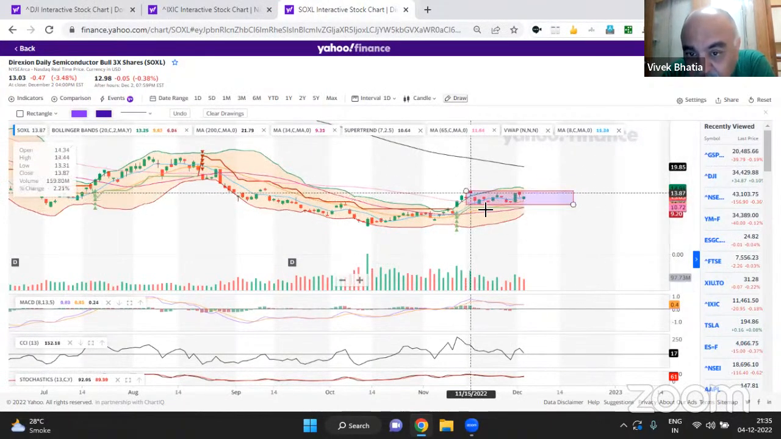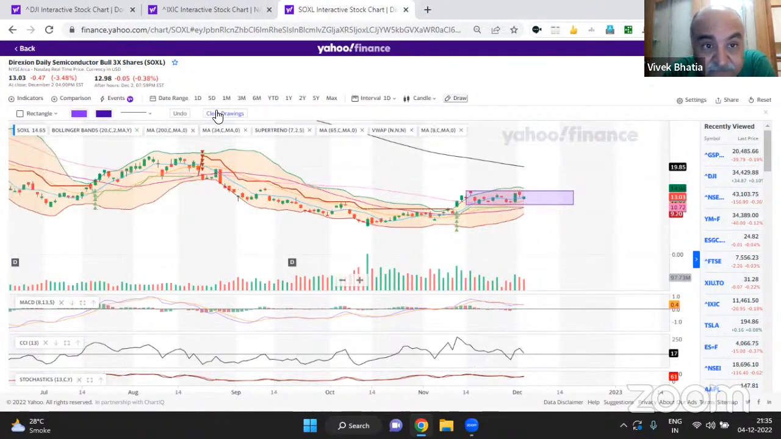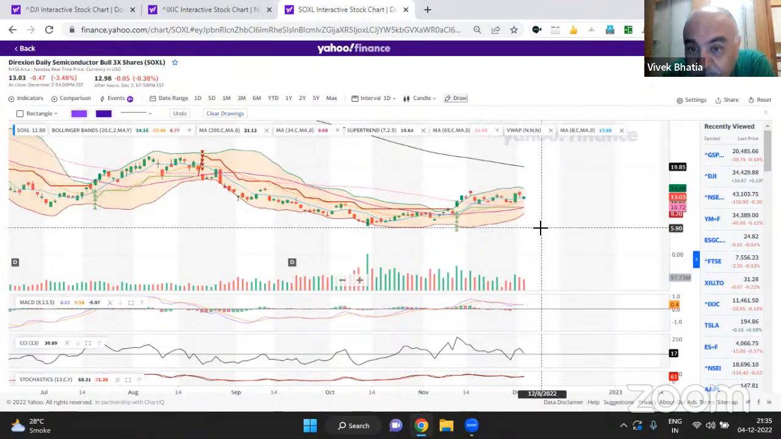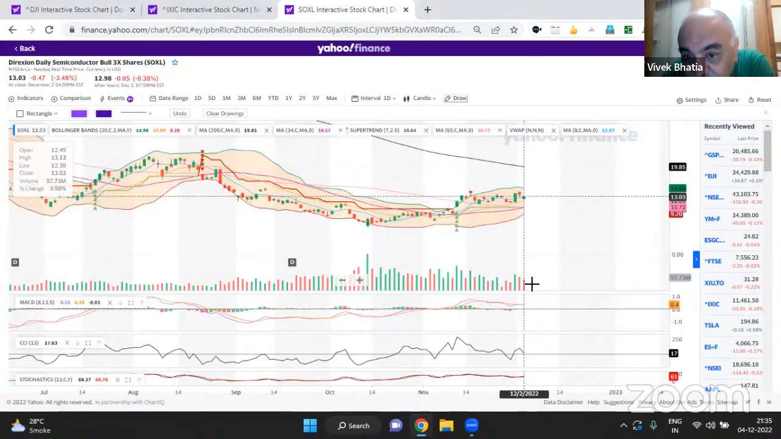The super trend has turned flattish for a long time. That's important. Also important is the volumes are falling.